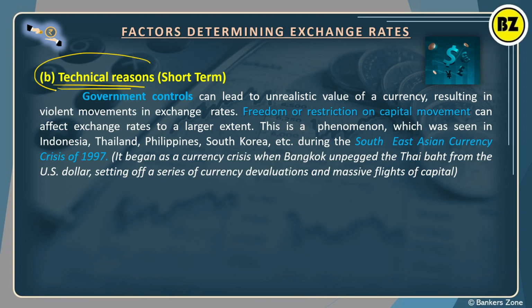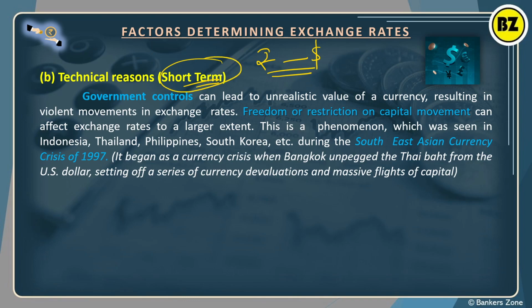Okay, now what we have to discuss is the second, that is the technical reasons. So what do you mean by technical reasons? See, fundamental are long term reasons, and technical are for the short term. So for the short term, how will the value of the rupee against the dollar change? See, simply government control can lead to an unrealistic value of the currency, resulting in violent movement in the exchange rate. Freedom or restriction on capital movement can affect the exchange rate to a larger extent. This is the phenomenon seen in Indonesia, Thailand, the Philippines and South Korea during the Southeast Asian currency crisis of 1997.